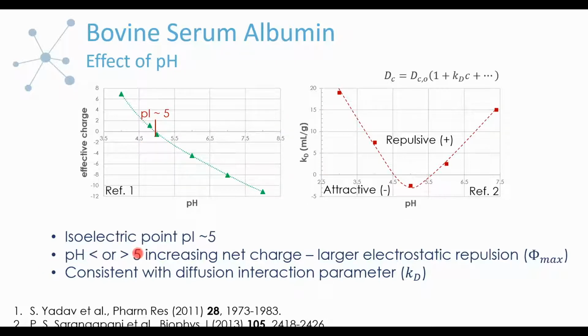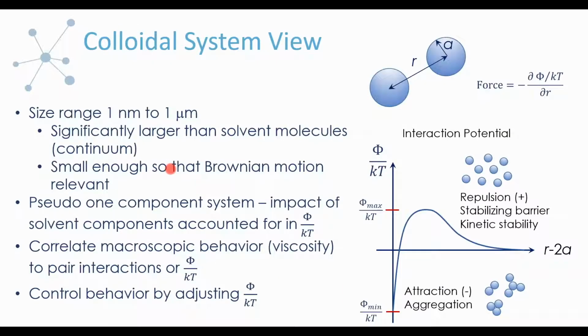So what we'd expect then is that as we deviate from the isoelectric point, either increasing pH or decreasing pH from 5, we would introduce a larger electrostatic repulsion. So, let me jump back, this barrier in the potential would be adjusted, and it would increase as we move away from the isoelectric point, so long as we're not adding a lot of extra counter ions by having a high ionic strength.